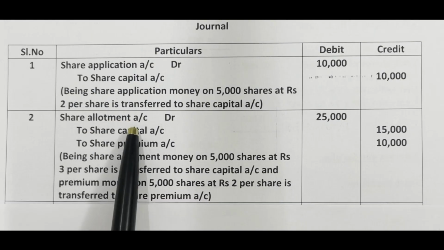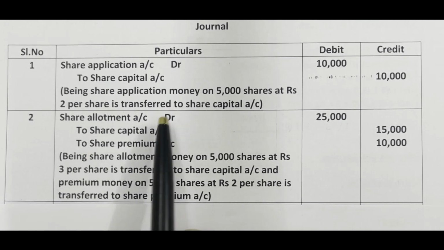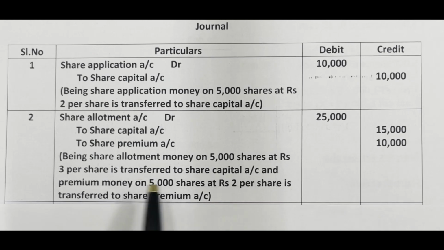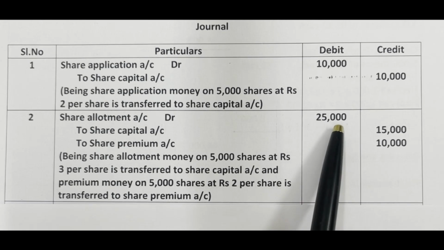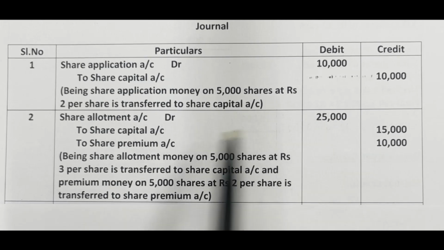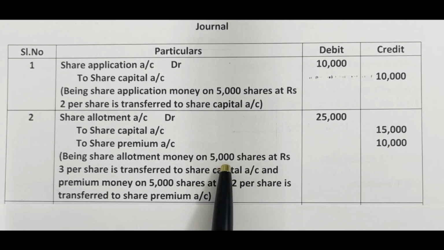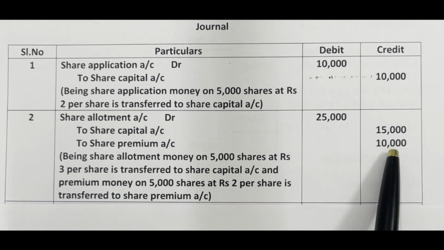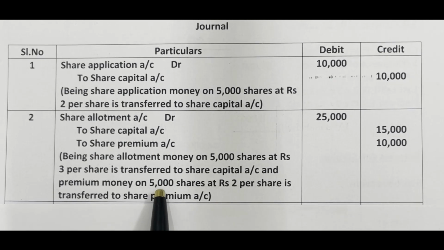Second entry: share allotment account debit to share capital account to share premium account. Share allotment account 25,000, share capital 15,000, share premium 10,000. Narration: for what are we writing this entry? Share allotment amount 25,000 we received. From this, to share capital 15,000 we are transferring. How is 15,000 coming? 5,000 shares at the rate of 3 rupees each. And the remaining amount 10,000 we are transferring to share premium account. How is 10,000 coming? 5,000 shares at the rate of 2 rupees each. Mention that in the narration.